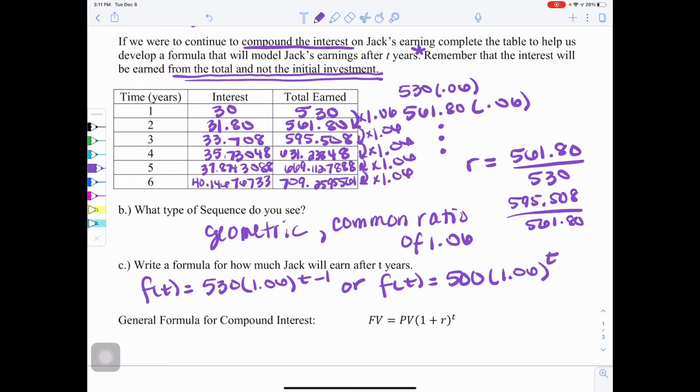The general formula for compound interest is future value, that's what FV stands for, is the principal value times 1 plus the rate to the power of t. And you can see 1 plus the rate happened in our formula. 1 plus, our rate was 6% or 0.06. That showed up right here in our formula above.